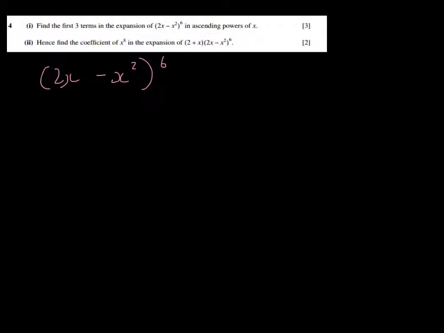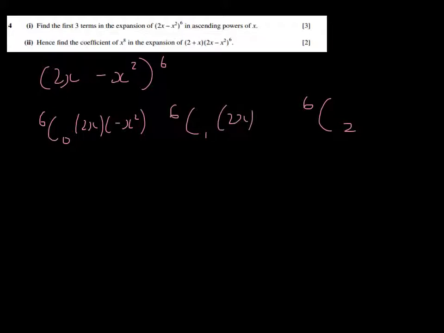So the first 3 terms are going to have 6C0, 6C1 and 6C2. Then we're going to have 2x as one term and negative x squared as the other term. I'm going to go back in a moment and put the powers on. But see how I'm using brackets around each term? 2x and negative x squared. Okay. And then we'll go back through and do our powers. We're going to use the formula off the formula sheet so that we don't muck it up. We don't need to memorise it. It's on the formula sheet.